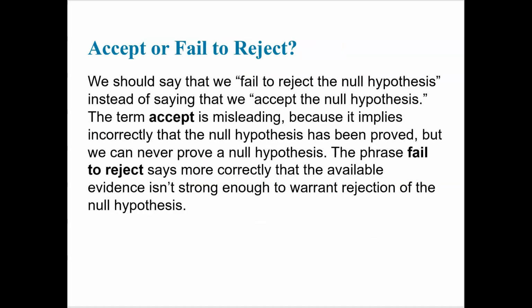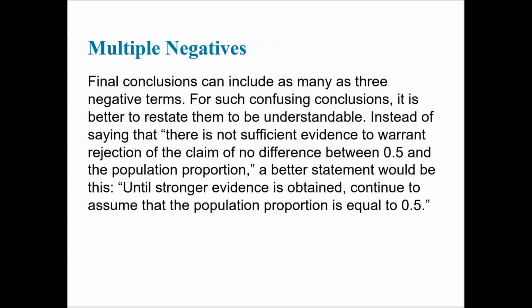It's a little bit confusing, right? We don't say we accept it. We say we fail to reject. That's because accept is misleading. It implies inaccurately that the null hypothesis has been proved, but we cannot prove a null hypothesis. Fail to reject just says that the available evidence isn't strong enough to reject it. Accepting and failing to reject are different things, and it is important that you use that language. The language is confusing, with multiple negatives, so we like to restate them using those final conclusions. And we'll do an example here.